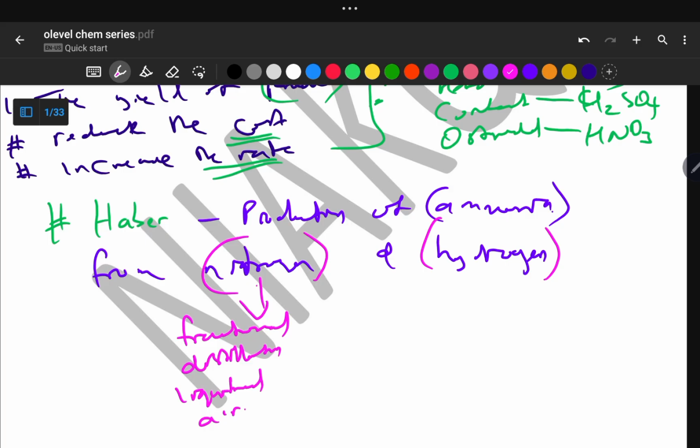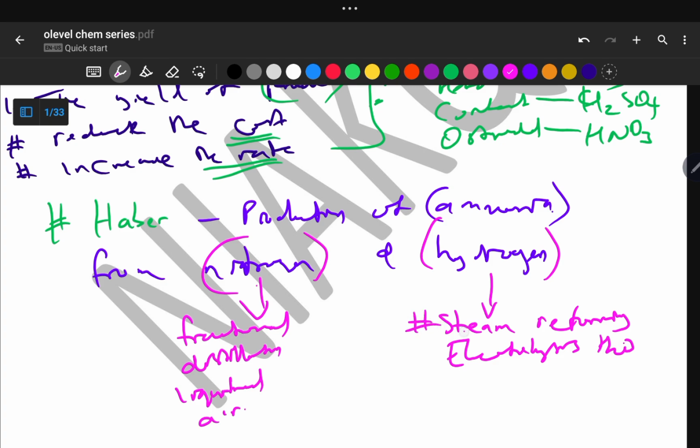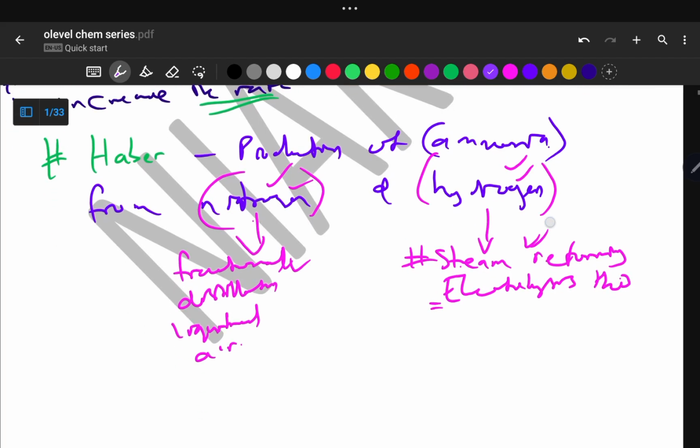And then the source for hydrogen: we are going to obtain hydrogen from the steam reforming process, the reaction of steam with methane, right? So we're going to obtain hydrogen from there. And also we can obtain hydrogen from the electrolysis of water. For industrial use, we can use the steam reforming, and for laboratory use, we can use the electrolysis. So these are the sources and these are the raw materials, right? You must take note of the sources and the raw materials, and then the reaction for the Haber process.